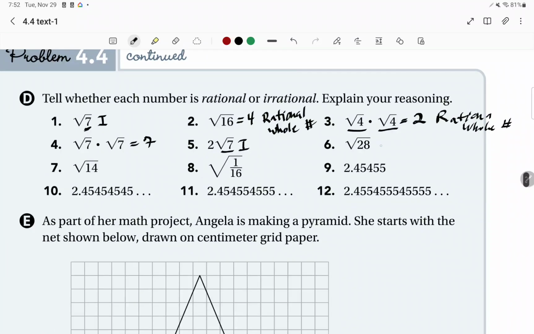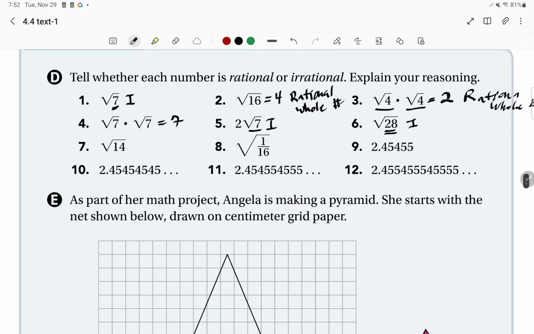Then number 6, this is irrational because 28 is not a perfect square. Number 7, this too is irrational because 14 is not a perfect square. Number 8, that's rational, because 1 and 16 are both perfect squares. That will simplify down to 1 over 4, which is 0.25. So that is a rational number, because 1 and 16 are both perfect squares.